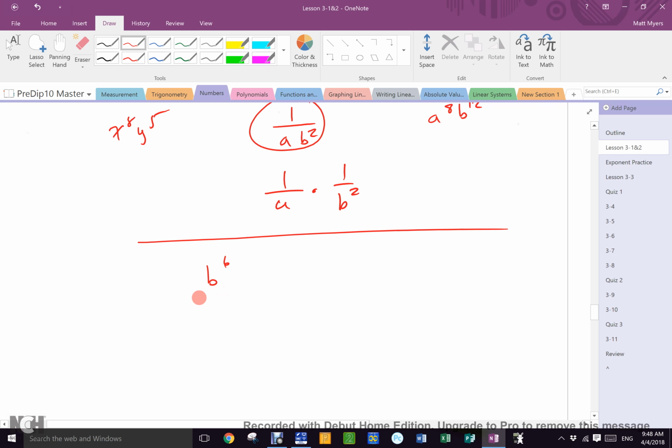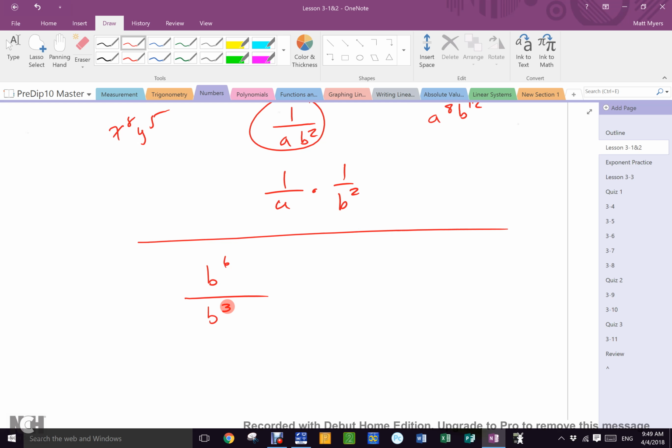B to the 6th over b to the 3. Now, you guys automatically want to subtract this, yes? Because that's what we did. But when the questions get longer and more involved, oh, did I subtract? Do I add? Right? So let me show you a little trick that I use.